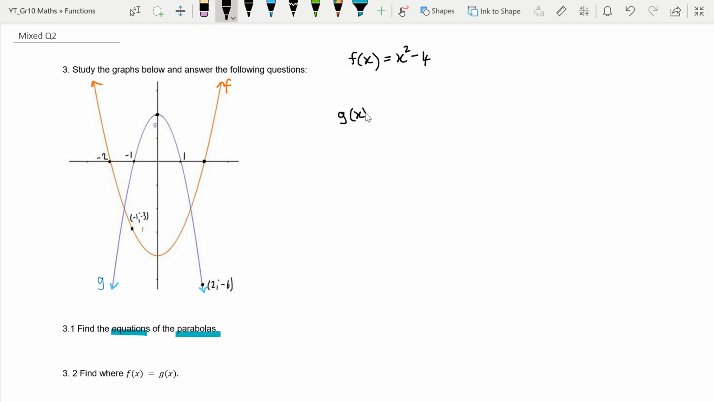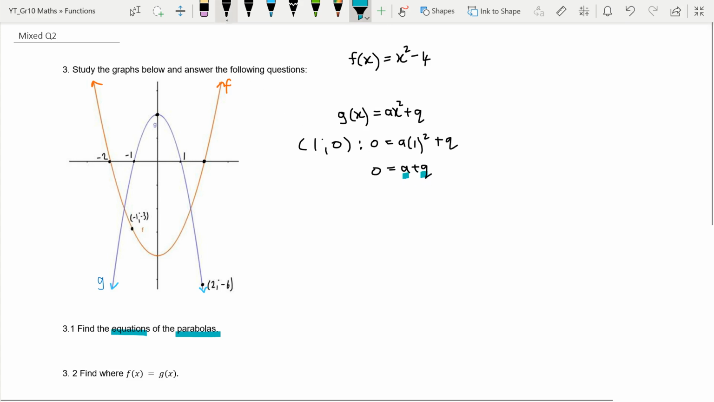For g of x, again, we were not given the q. We were not given our turning point, so we're going to have to do the same thing. Let's go plug in. The first point that we're going to plug in is 0 and 1. Doesn't matter which one you decide to plug in. So in the place of y is 0, in the place of x is 1. And there we go. So far we've got a plus q. We are left with an a and a q. We couldn't solve either one. That's okay. Don't think you're doing something wrong.